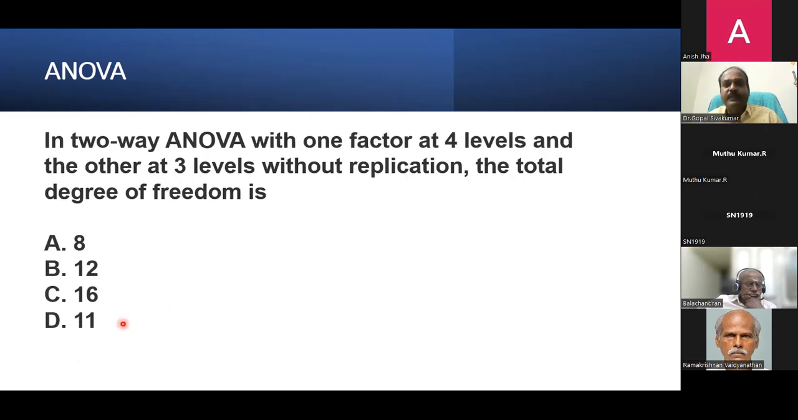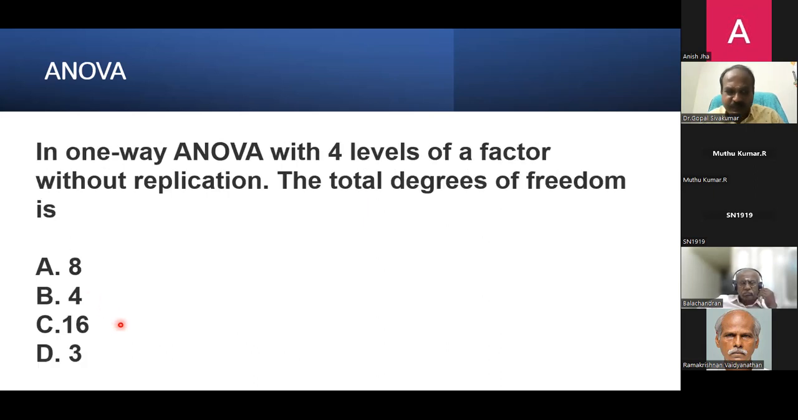So the answer is here. The total degree of freedom, 11 is the answer. Sorry, N minus 1. Yes, correct. Now we are moving on.